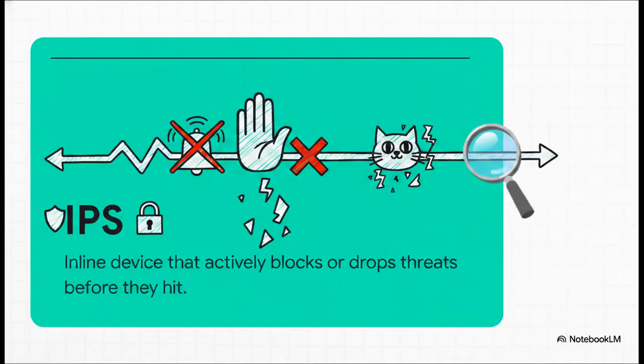And that brings us to the IPS, or Intrusion Prevention System. The IPS is basically the evolution of the IDS. It's placed in line, which means the network traffic literally has to flow right through it. Because of this, an IPS has the power to actively stop a threat right in its tracks. If it spots a Trojan trying to sneak by disguised as our cat video, it doesn't just ring an alarm. No way. It drops the packet entirely, neutralizing the threat before it ever even reaches your device.